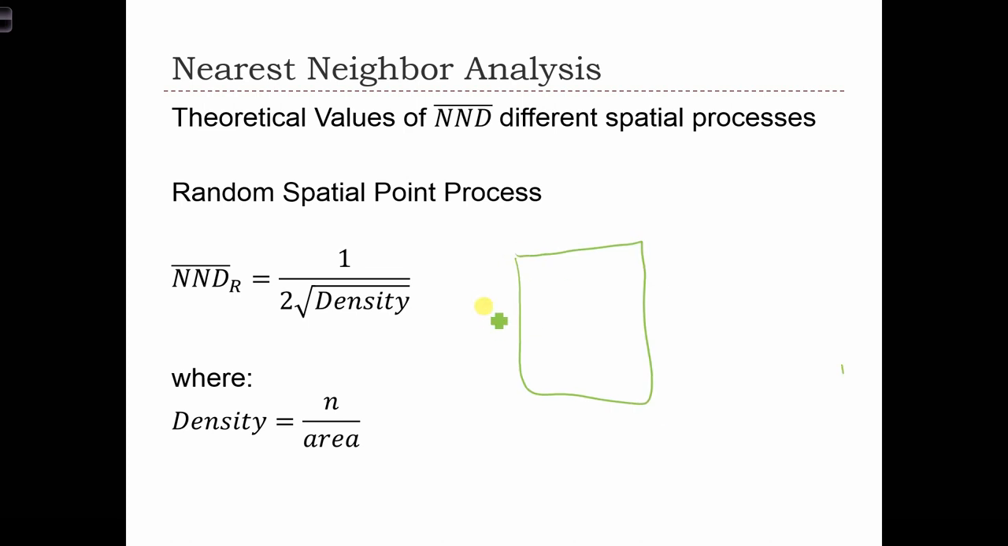So say this is a 20 by 10 grid, and you've got 10 points in here, 1, 2, 3, 4, 5, 6, 7, 8, 9, 10, then the area of this is going to be 200, and the density is 20 over 200, which equals, I should know this very quickly, 1/10.